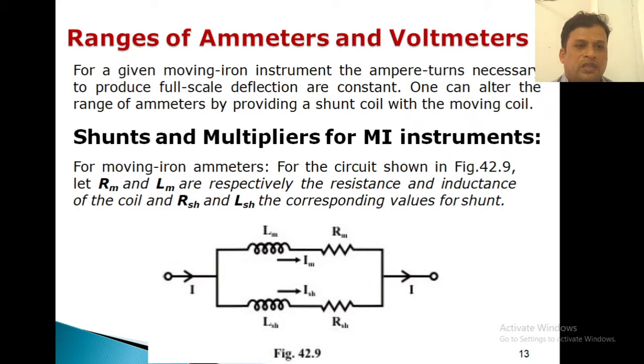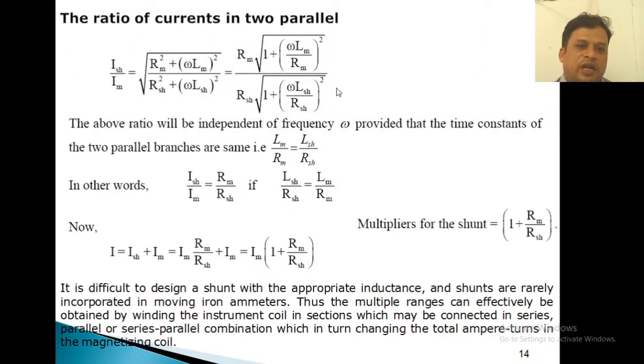Here, ranges of ammeters and voltmeters, I am repeating again. For a given moving iron instrument, the ampere turns necessary to produce full scale deflection are constant. One can alter the range of ammeters by providing a shunt coil with the moving coil. So whenever this moving coil is added with some shunt coil, the range can be improved. That is the theoretical calculation done here, showing how we can add this to improve the range of the meter.